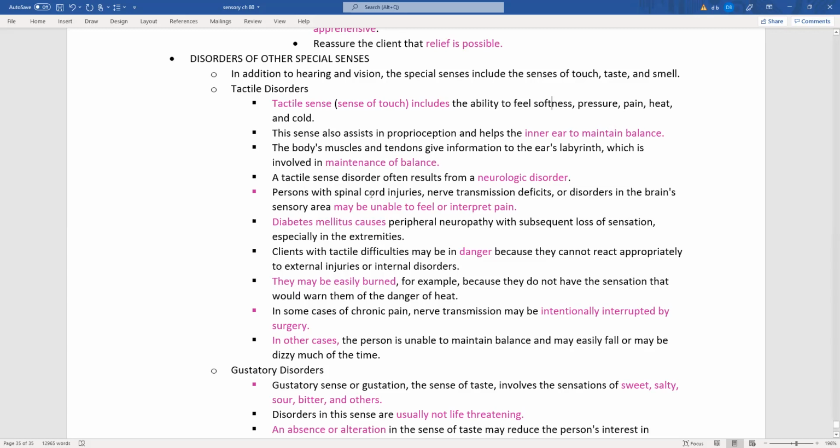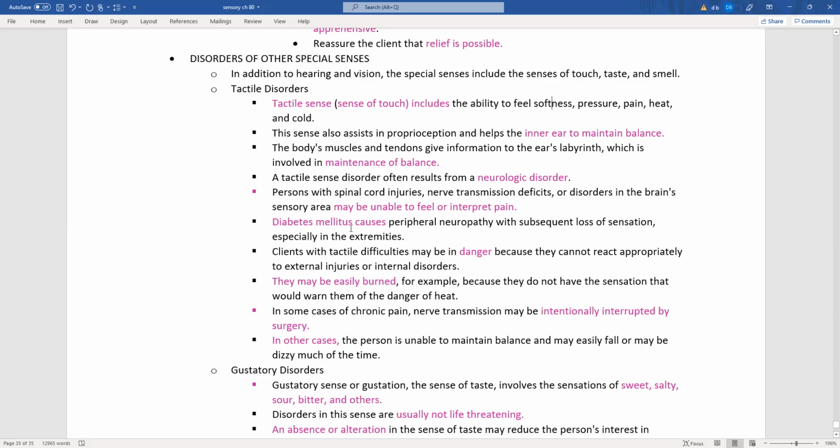A tactile sense disorder often results from a neurologic disorder. Persons with spinal cord injuries, nerve transmission deficits, or disorders in the brain sensory areas may be unable to feel or interpret pain. We all know about peripheral neuropathy with those diabetic patients.